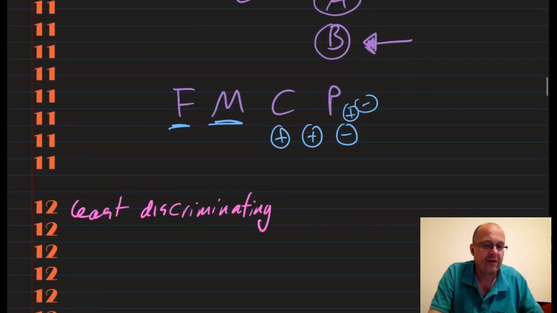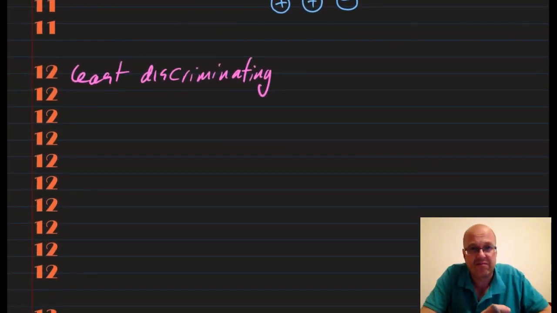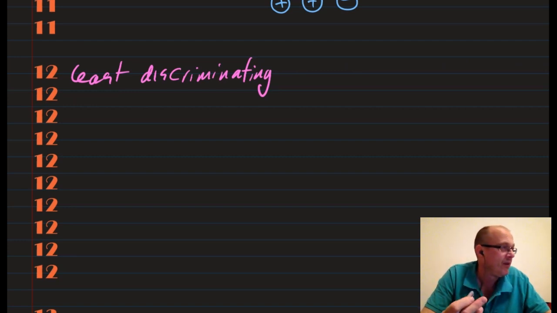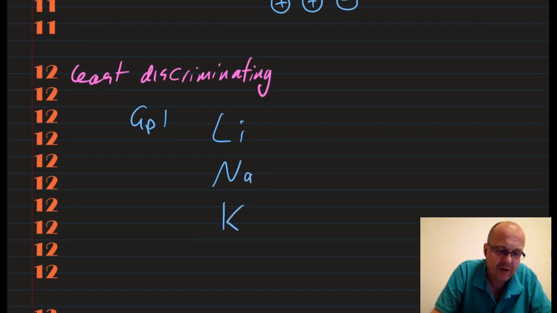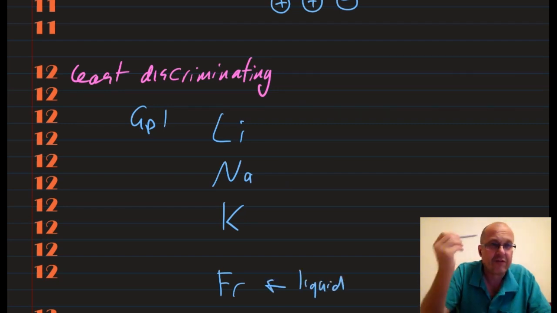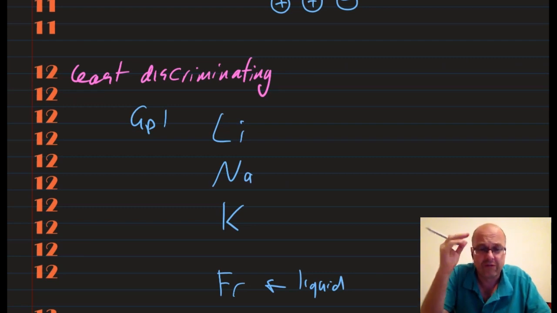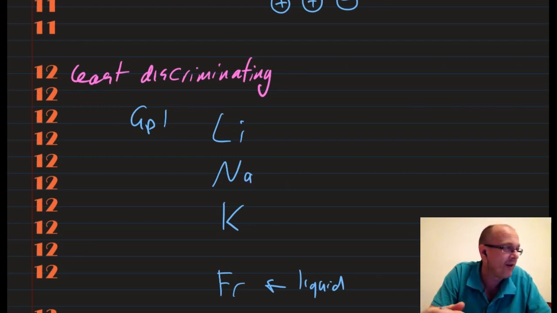12 is the least discriminating. You're smarty pants, you've no idea what's going on. Doesn't matter. Everyone had trouble with this question. It didn't discriminate between the stronger and the weaker students. So strong metallic bond. So think about group 1. Group 1, you've got lithium, sodium, potassium, and all the way down here is francium. Now francium they think's a liquid. They've never made enough to find out, but it's a liquid. So if you can just remember that, the bonds get weaker as you go down.